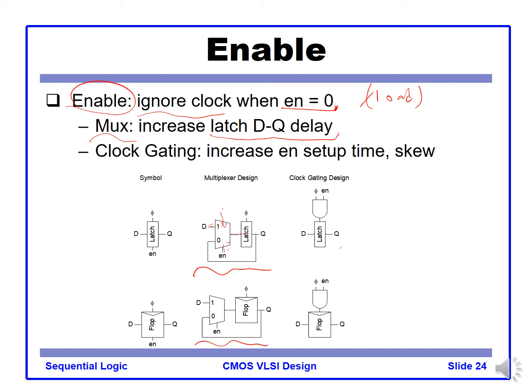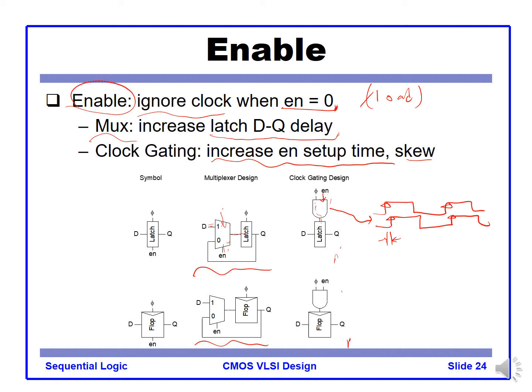The other way is you can gate the clock, so that when the enable is there, we can pass the clock through like this. This one will increase the setup time and clock skew because the clock will arrive a little later, right? The clock is slightly delayed by the gating circuit. All these things need to be taken care of by the tool.